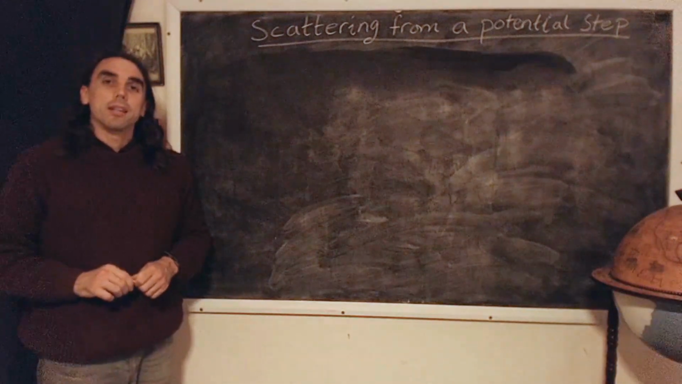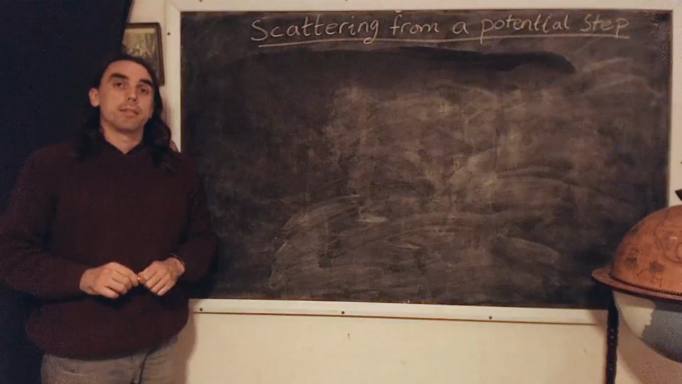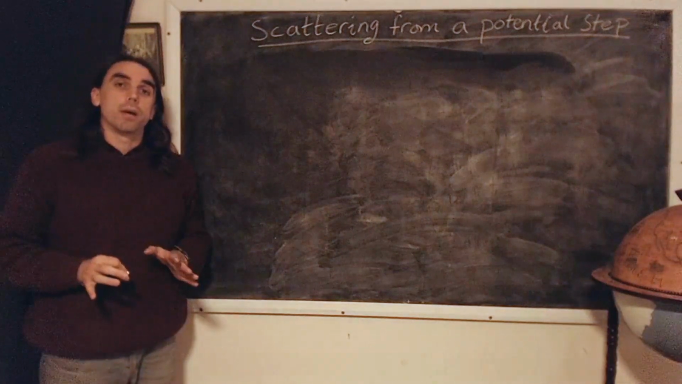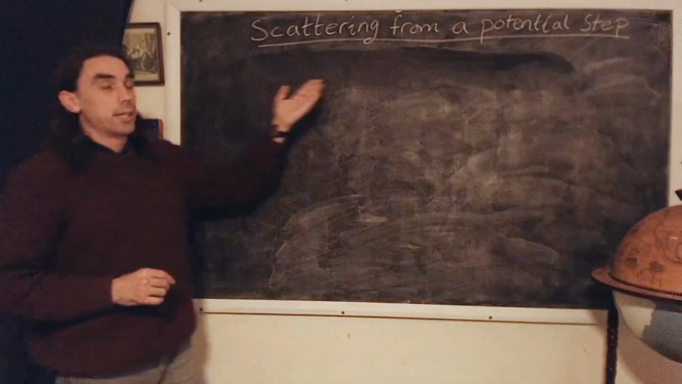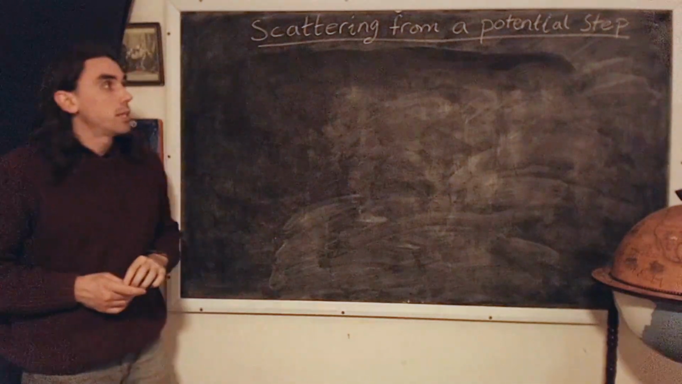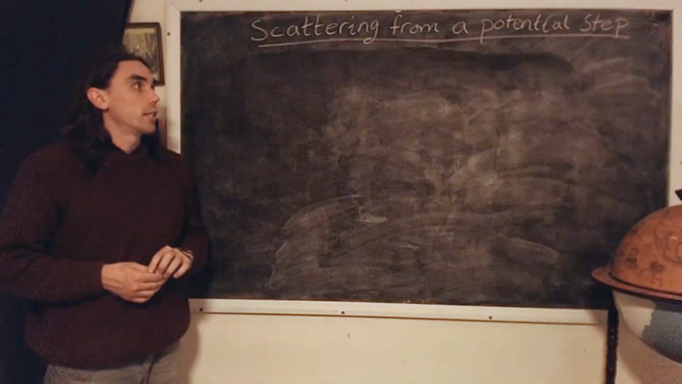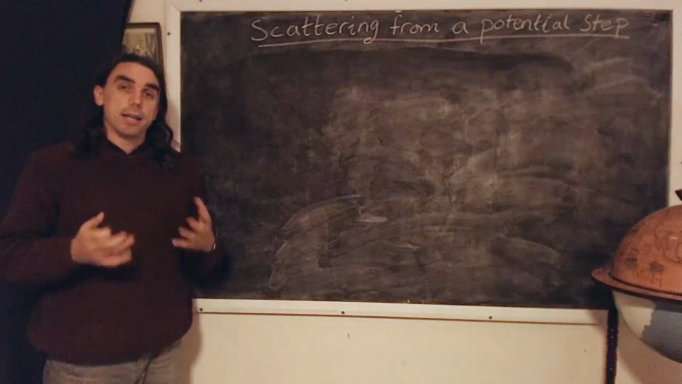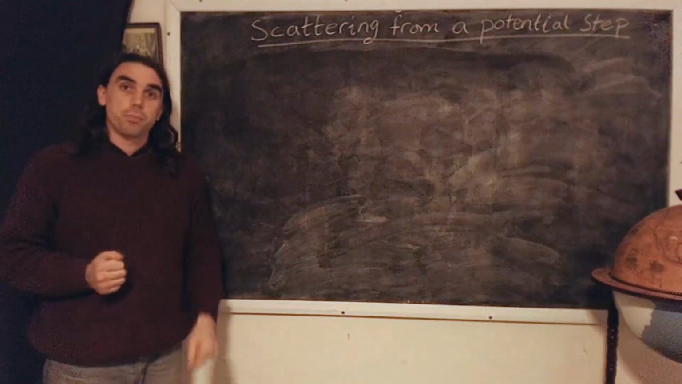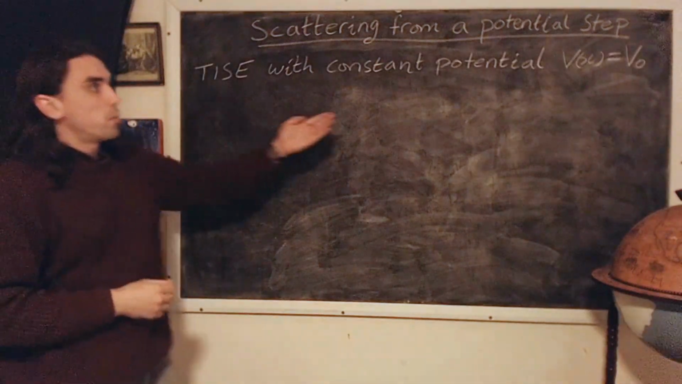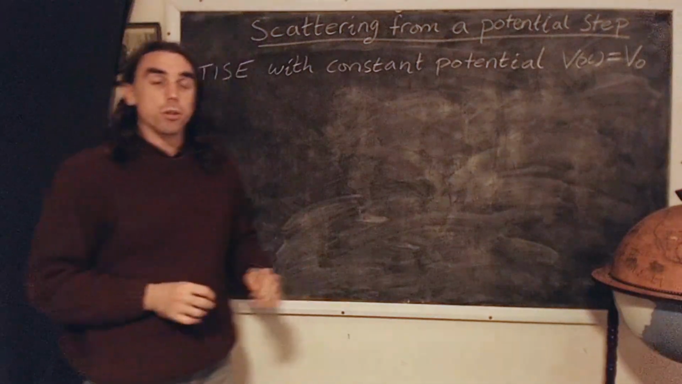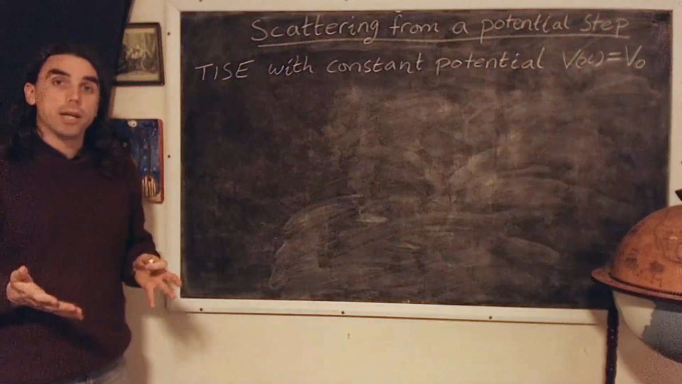Hello. In this video we're going to take a look at solving the time-independent Schrödinger equation in cases where we are scattering from a potential step. So this is a particular instance of solving the time-independent Schrödinger equation in a case with a constant potential. So let's write that down. So our potential is going to be set equal to V0, and the form of the equation then looks like this in one dimension.